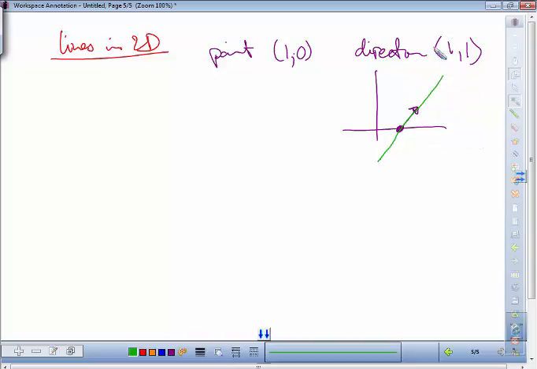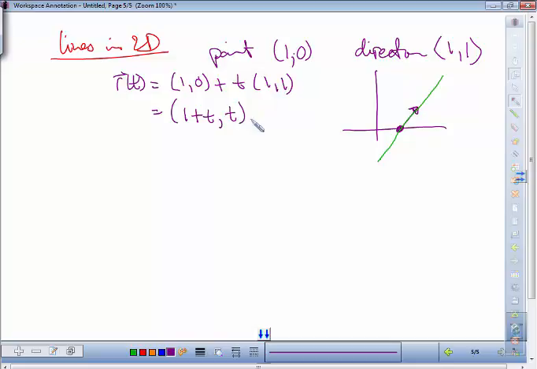But I jumped the gun there. So let's do this in parametric form first. So your r of t, your vector form, is going to look like a point, 1, 0, plus t times the direction, 1, 1. And then you can write this in parametric form as 1 plus 1 times t, and then 0 plus 1 times t. So this is your x and your y.